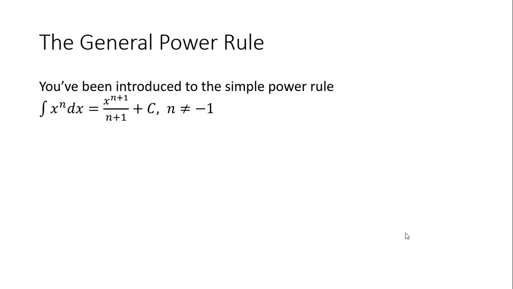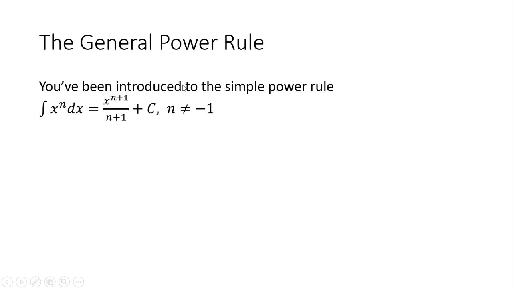So this is the general power rule that you've been introduced to before. You have the integral of x to the nth power with respect to dx is equal to x to the n plus 1 power divided by n plus 1, plus c. That's just so when you take this derivative, you end up getting that 1 in the front of your integral, where n is not equal to negative 1.